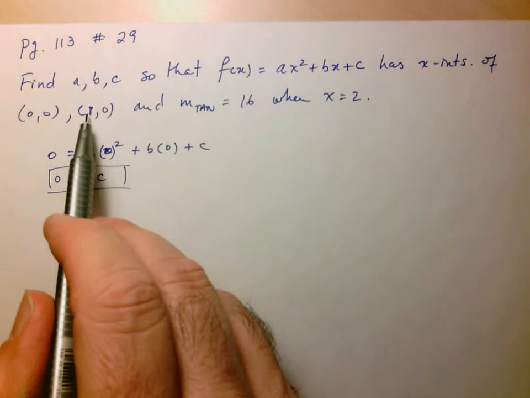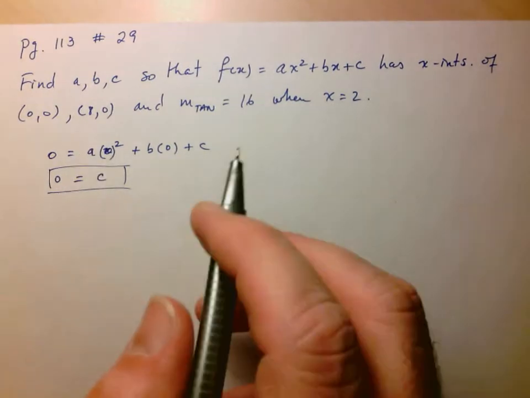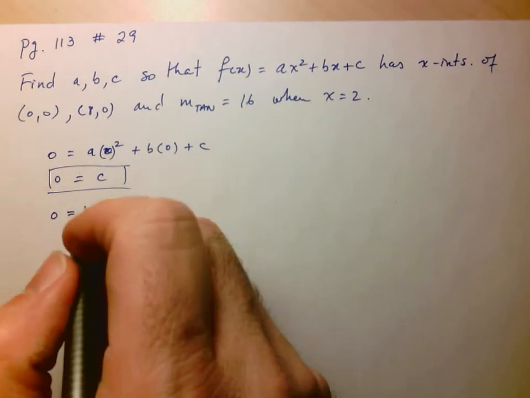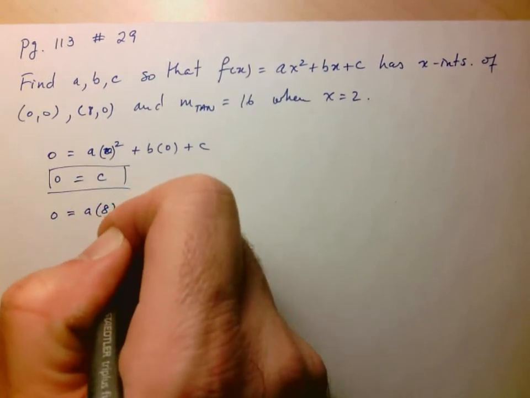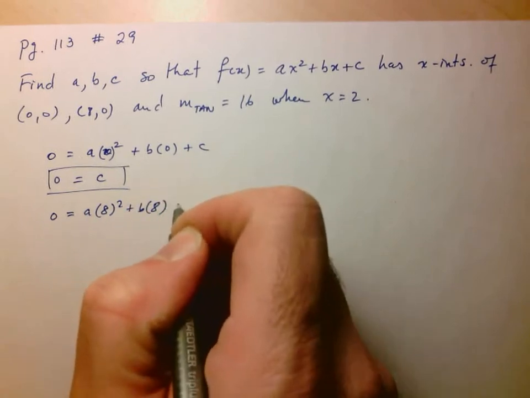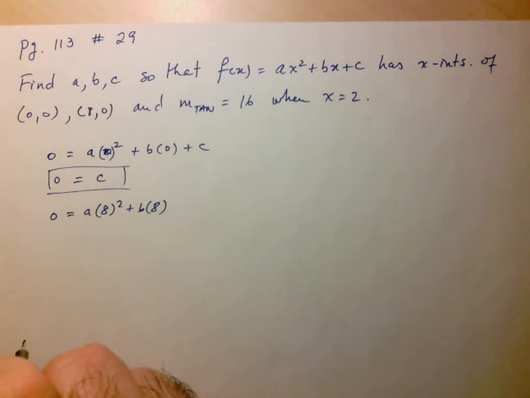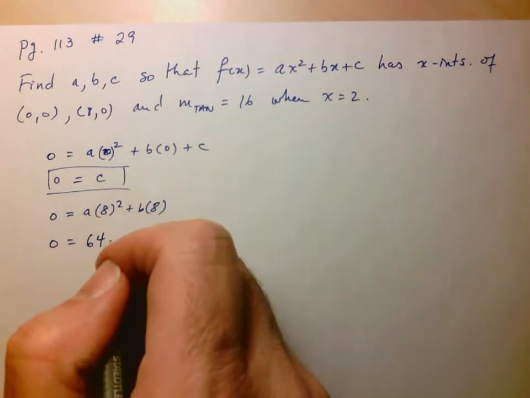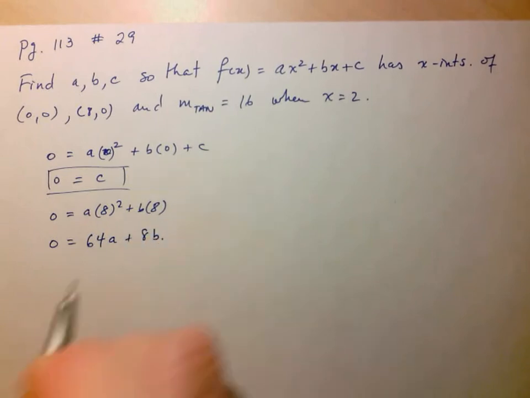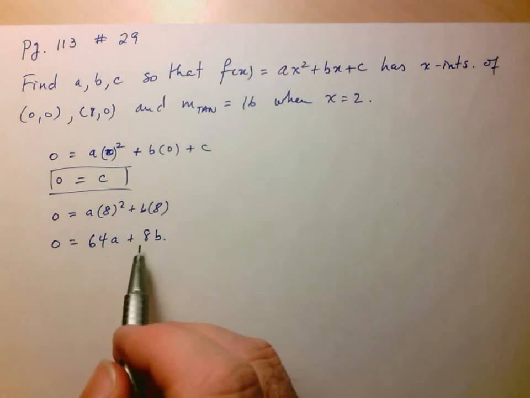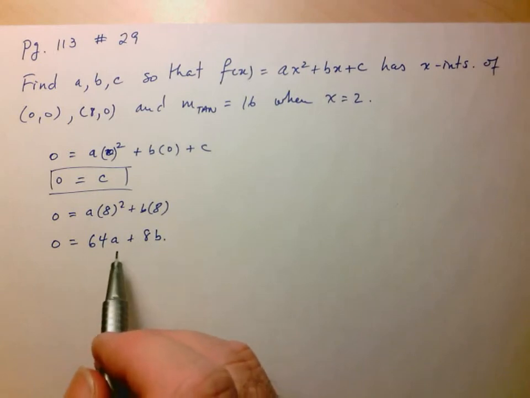Now if I use the second x-intercept, that tells me that when y is 0, x is equal to 8. So here we have a times 8 squared plus b times 8 plus c, but c we already found was equal to 0, so no need to write that down. So we've got that 0 is equal to 64a plus 8b. Here we notice we have an equation with two unknowns, so that's why we need an extra piece of information to set up a system we can solve.